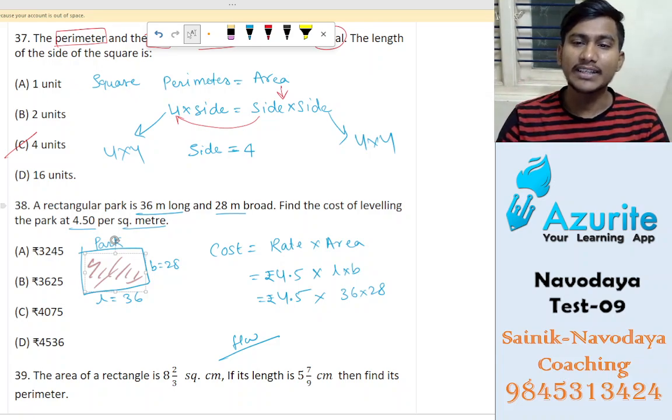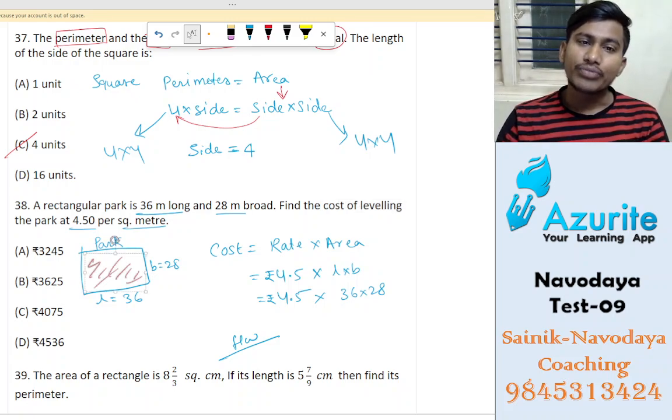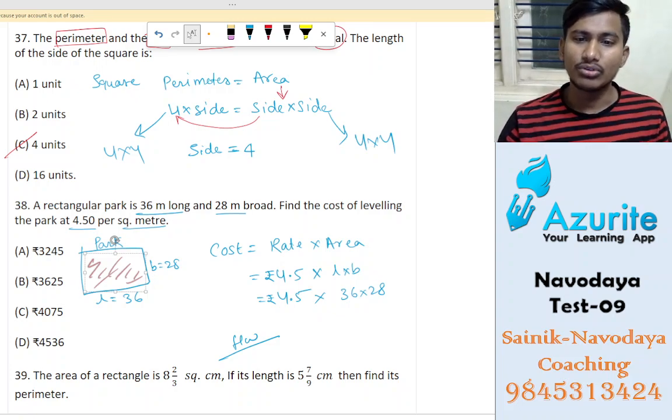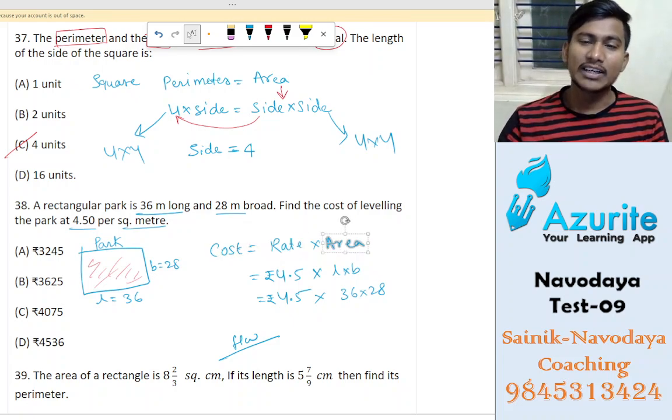That is, we have to find the area. So what you have to do? You have to find the area. Leveling cost, we do leveling in the ground. So that is the area. So to find the cost, we know what we have to do. We have to multiply rate and area. We are leveling the ground, which means that is the area. So rate into area. Cost will be rate into area.